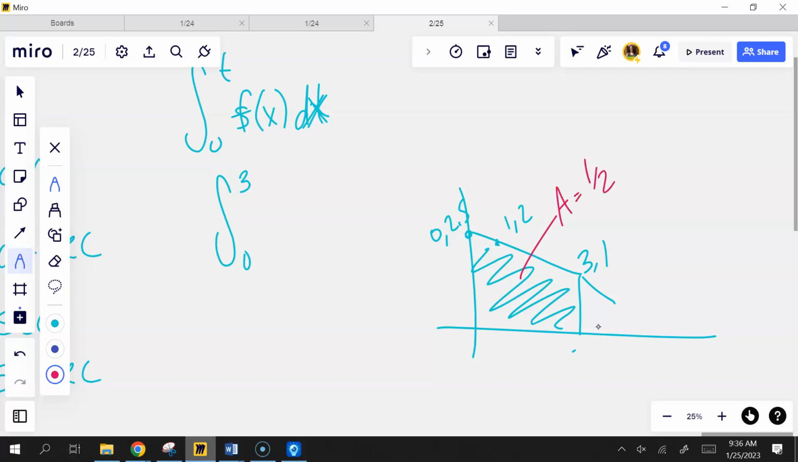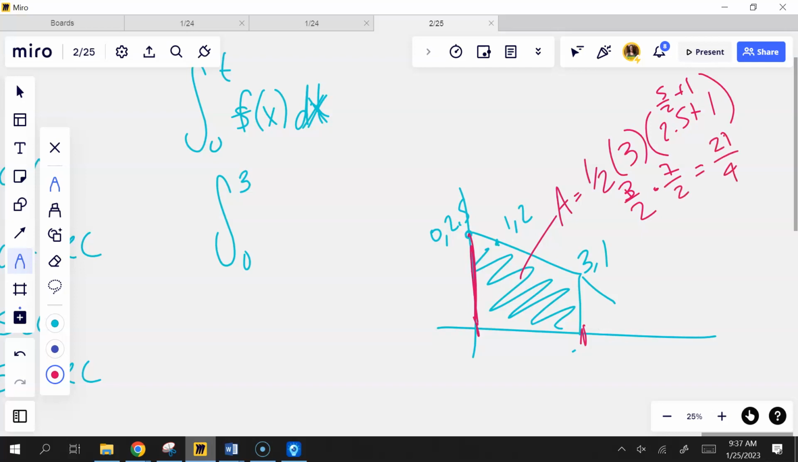I did trapezoid: 1/2 times the distance across, of course, is 3, and then base 1 plus base 2. Look at my little long multiplication over here on the side. So 1/2 times 3 is 3/2 times... I should have left it as a fraction, it would have been a lot easier. That's 5/2 plus 1, which is 7/2, so 21/4.